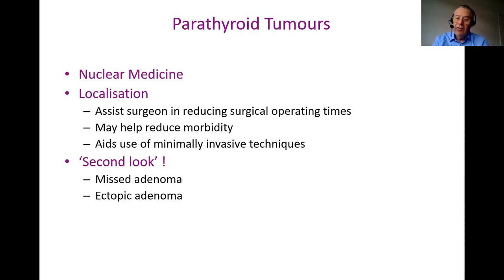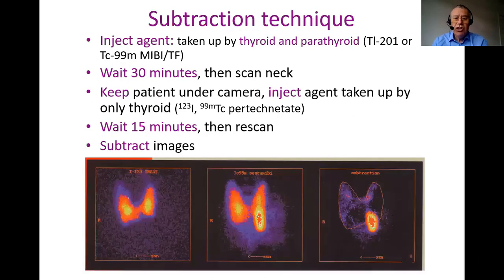Also, a second look if a patient has had surgery and they can't find an adenoma. Is it still present or is it ectopic? Traditionally, we've used subtraction techniques where we inject two tracers, one which is taken up by both thyroid and parathyroid, and another one, for example, pertechnetate or iodine, which is taken up just by the thyroid. These are subtracted, and then hopefully what is left is the parathyroid adenoma. And this is done basically on planar imaging.